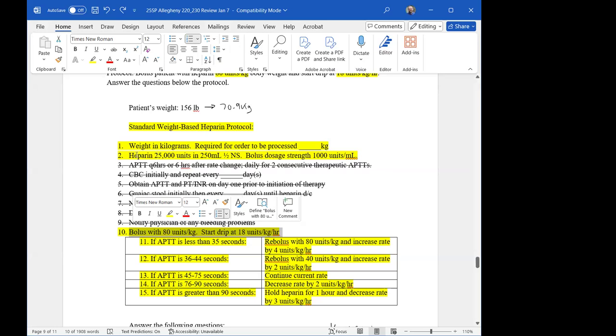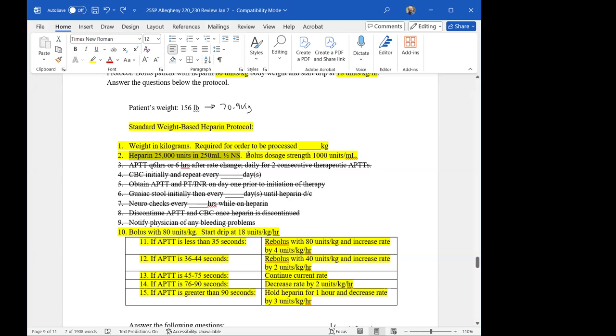The other thing is step 2 of the protocol actually gives you what you have available. The first thing that's available is heparin 25,000 units in 250 milliliter half normal saline, which just means that you have an IV attached to your patient, and this is what you're going to base your infusion rate off of. So what we're programming into the infusion pump, that's what we're using in order to calculate our infusion rate, and I'll show you how that's done.